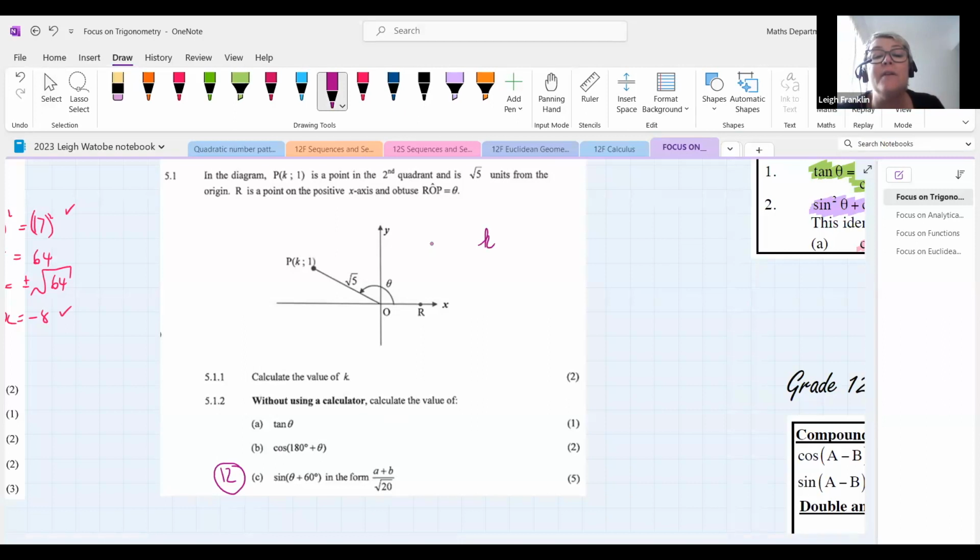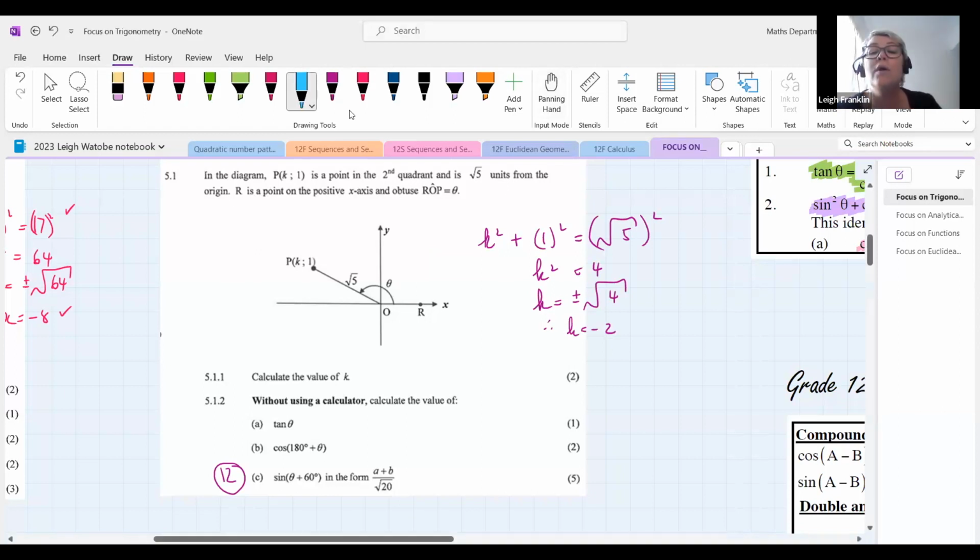They would have said that K squared plus 1 squared equals √5 squared, and then worked out that K squared is equal to 4. Same story, P is a point in the second quadrant, so that means K would be equal to -2. Like the grade 11s, yes, Natalie, quite right, 1 mark for subbing into Pythagoras, another mark on your answer.